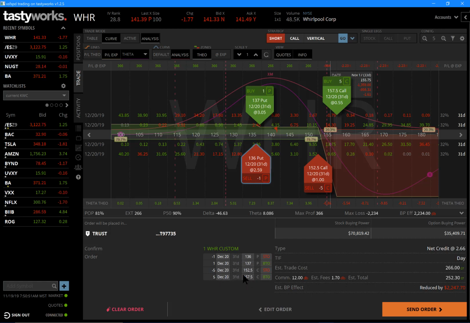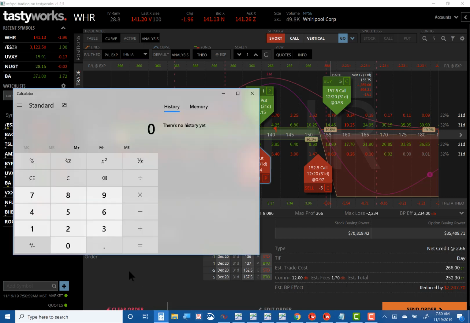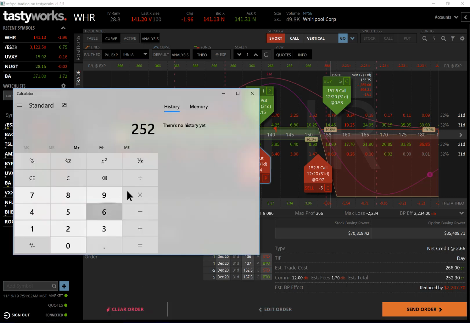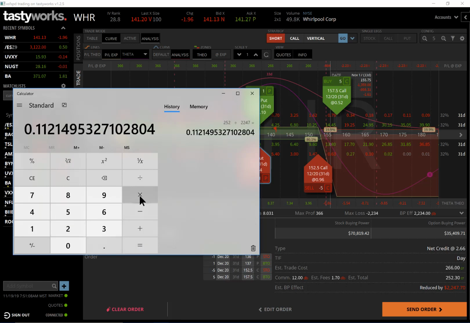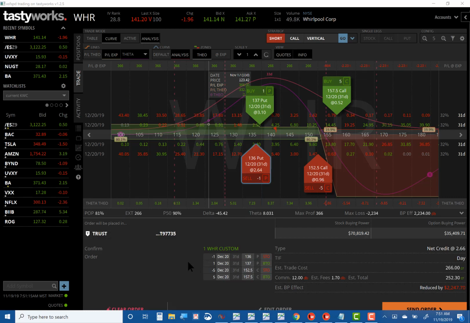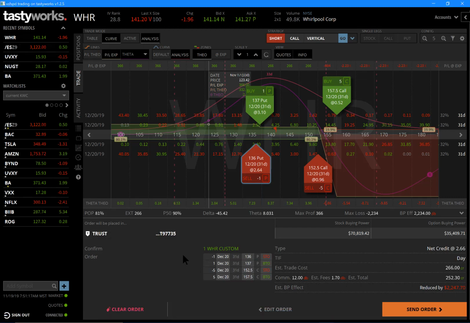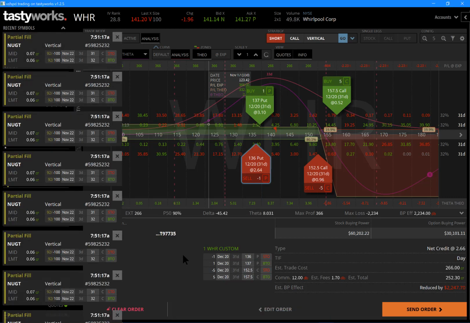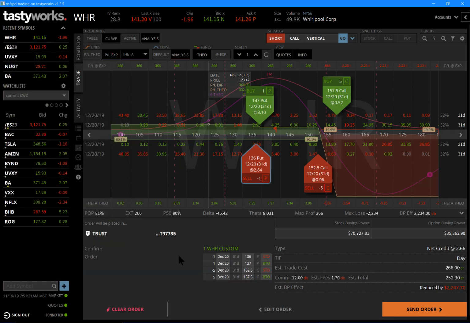That's about a 135% or so, is my guesstimate. We can take a look at it real quickly here. 252 divided by 2247. It's about an 11% return in a month. Times that by 12 months to annualize it. Yeah, about a 135% annualized rate of return potential on that trade. That's not too shabby. That's a pretty darn good trade.